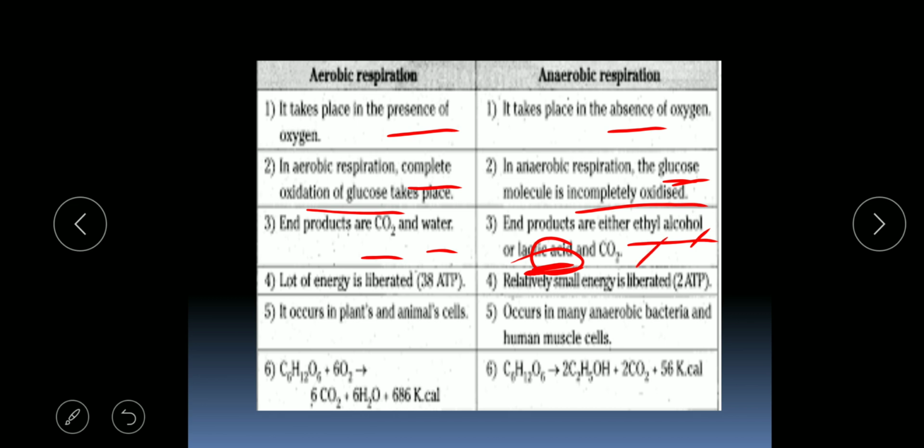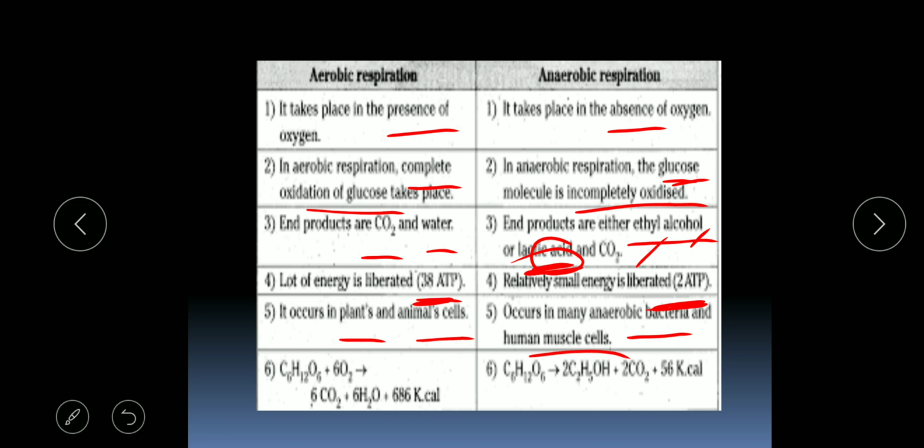Lots of energy is produced in aerobic respiration, that is 38 molecules of ATP. Here relatively very little energy is produced, that is 2 ATP. Aerobic respiration occurs in plant cells as well as animal cells, whereas anaerobic respiration occurs normally in anaerobic bacteria and human muscle cells. The equation is C6H12O6, that is 1 molecule of glucose, combines with 6 molecules of oxygen to give 6 molecules of carbon dioxide, 6 molecules of water, and 38 molecules of ATP.